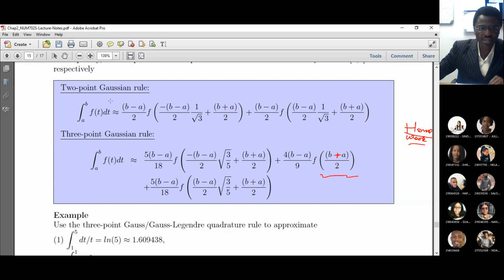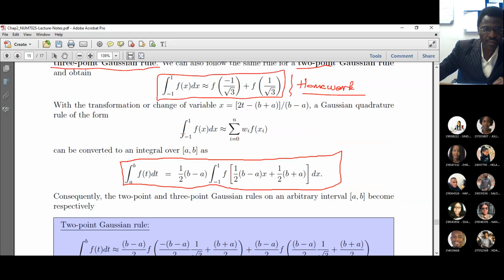Okay, so I want us to derive this formula, and we are going to use this change of variable. I already told you. There is something that I also skipped. I said we use the change of variable x equal to (2t minus b plus a) by (b minus a). I think I asked you to do that as homework. That is our change of variable, and we use that to convert the integral from a to b. This formula, I'm talking about this one.